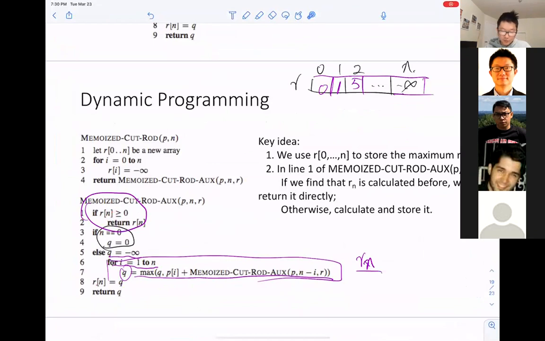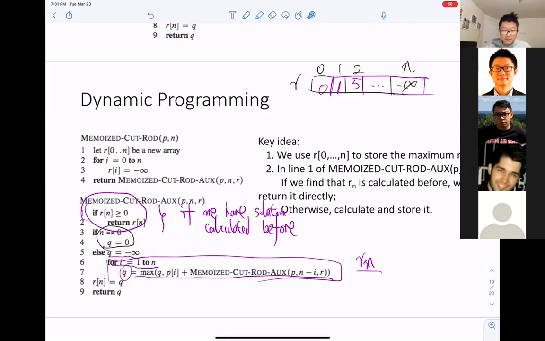calculated it. After we calculate the solution for Rn, it's going to have a non-negative value, and then we just return it. So this basically checks if we have calculated the solution before. If we have, we just return it. This is how we avoid calculating the solution to the same problem multiple times.